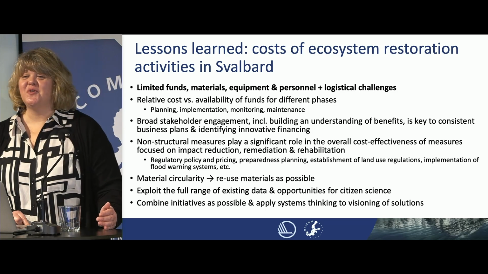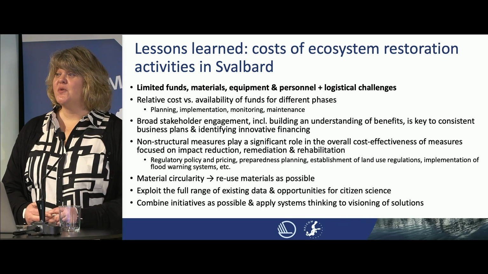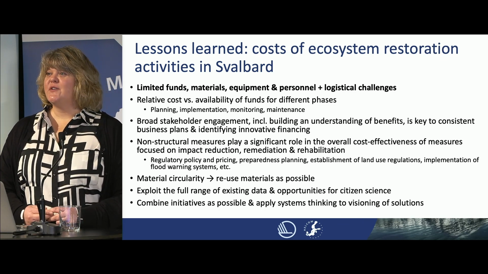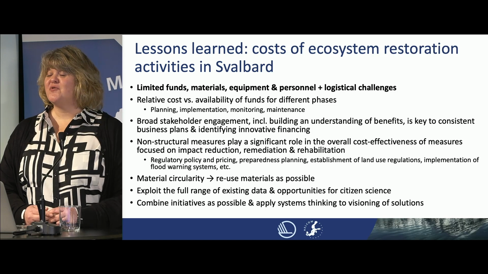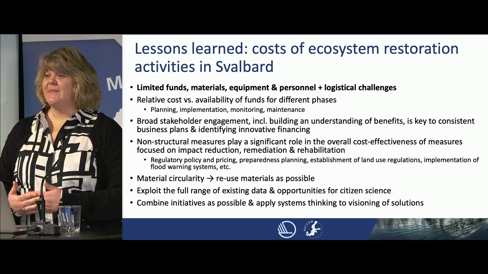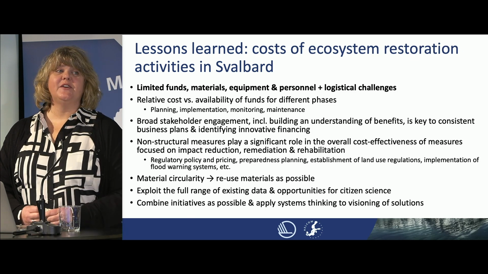We see that non-structural roles are equally as important as structural roles. So it's not only what we build, it's also how we understand the systems and how we protect them, how we use them. This gets into the sustainable use and management aspect that was mentioned earlier.